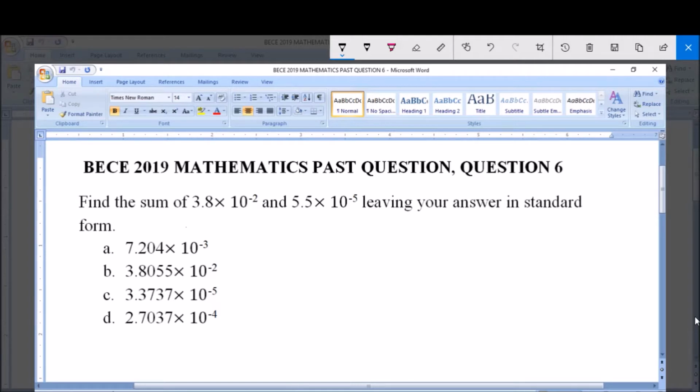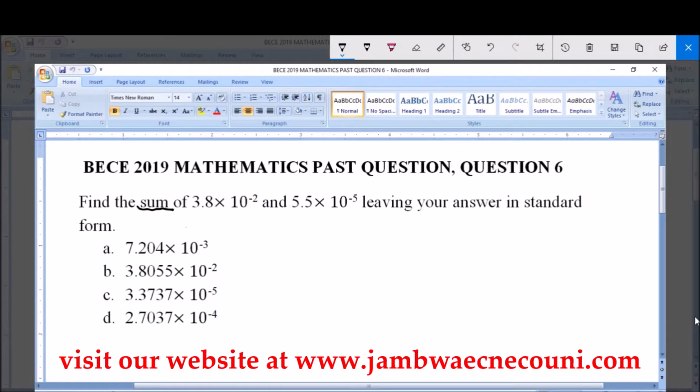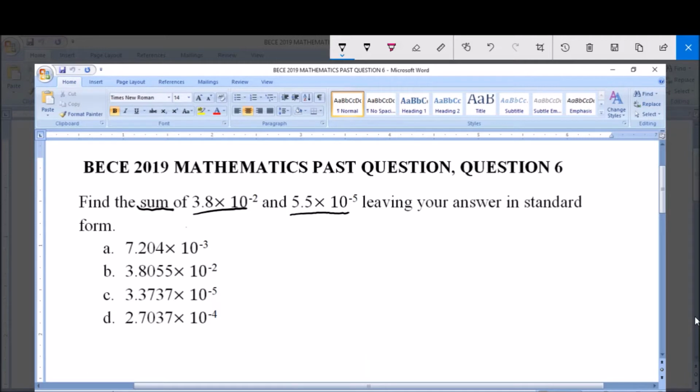Now the question says we should find the sum, and like we know, sum simply means addition of 3.8 times 10 raised to the power of minus 2 and 5.5 times 10 raised to the power of minus 5. These numbers are in standard form. Now what does standard form mean? Standard form is a simple way of writing very small or very large numbers, representing them in their simplest form. That's what standard form means.